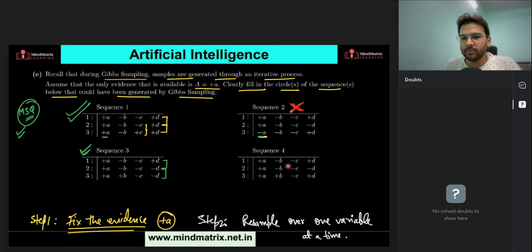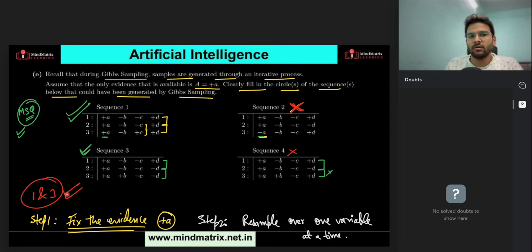What about sequence 4? 4 is not possible. Okay, let's see. So if you compare this, plus D, minus C, minus B, that is fine. If you compare these two, minus D, minus B plus B. So this is not possible. Sequence 4 is also not possible. Is this clear? So the answer is 1 and 3.